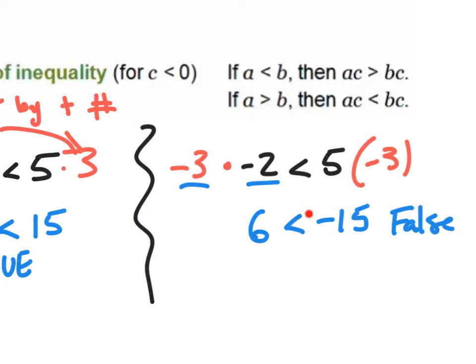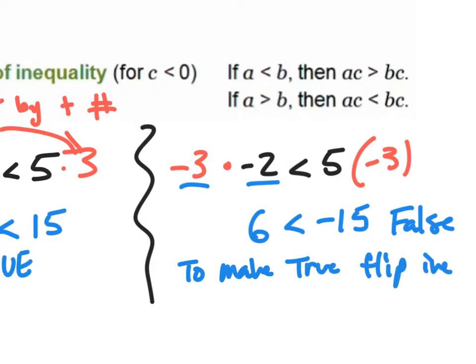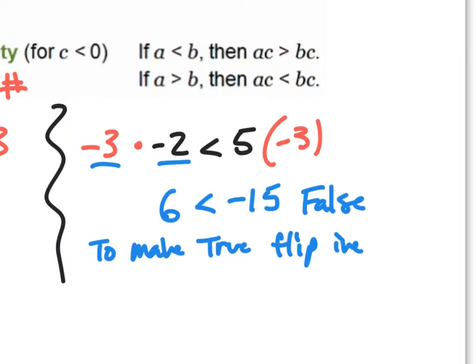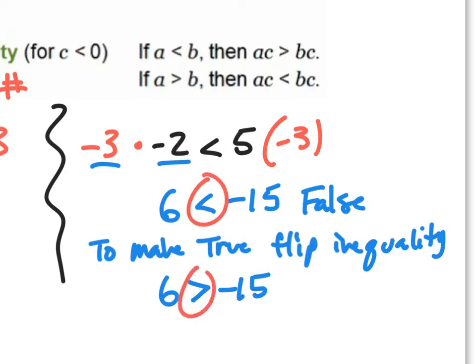Okay? And maybe you've seen that, maybe you haven't. You guys have probably learned this before. But in order to make it true, I have to flip the inequality. All right, so we get 6 is greater than negative 15. Okay, so flipping the inequality, this is important. So let's conclude this.